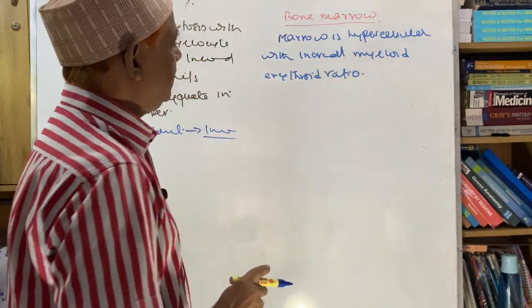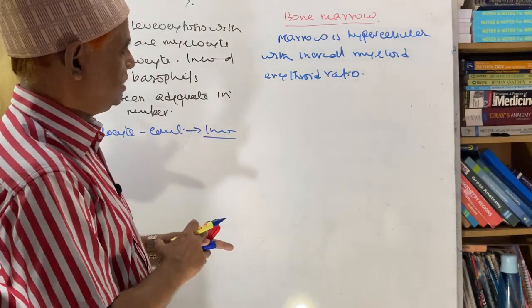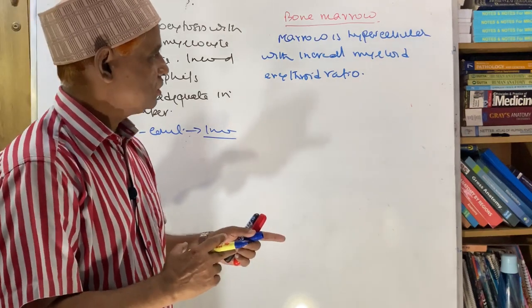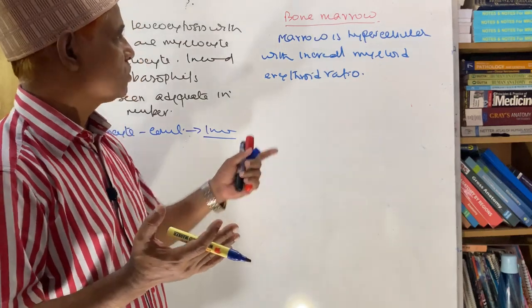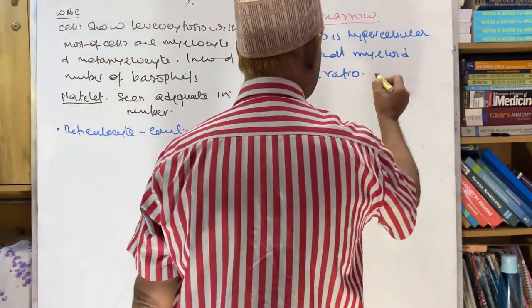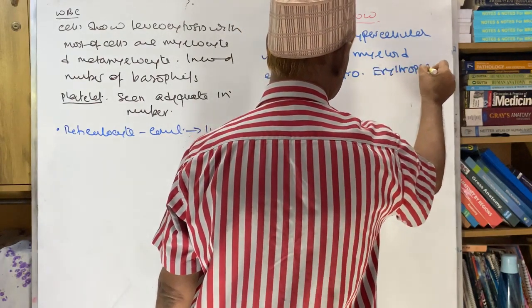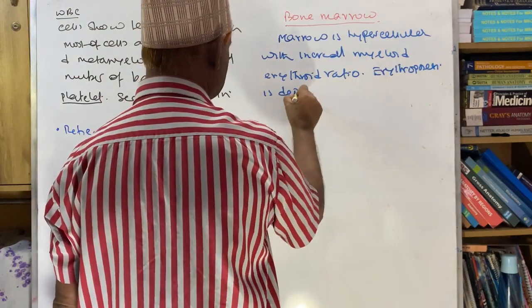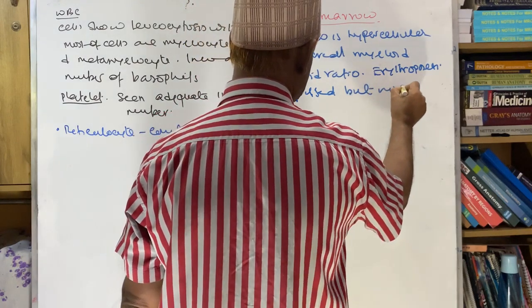Dear audience, as it is a cancer of myeloid series, so myelopoiesis, myeloid series cells is increased. So there is increased myeloid erythroid ratio. Then erythropoiesis is depressed but normoblastic.